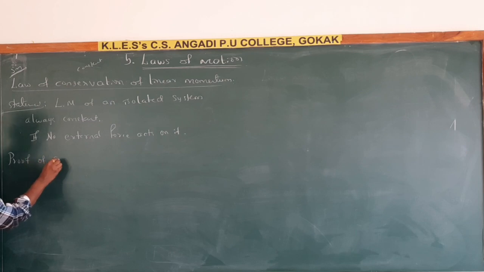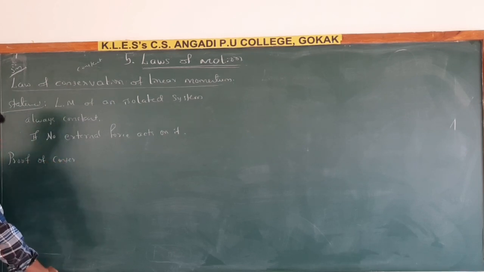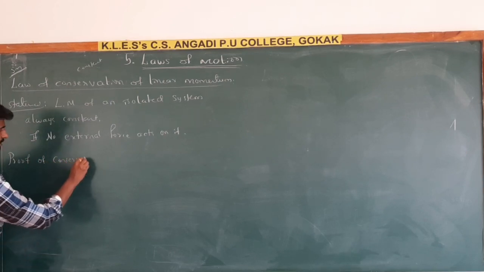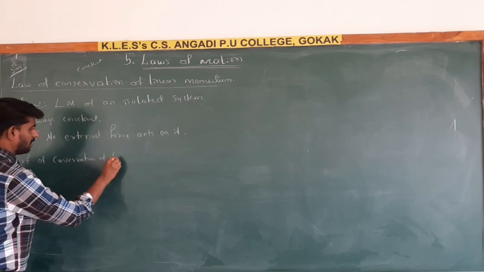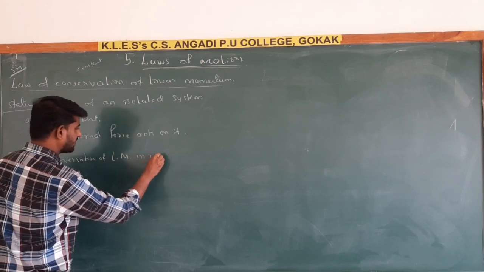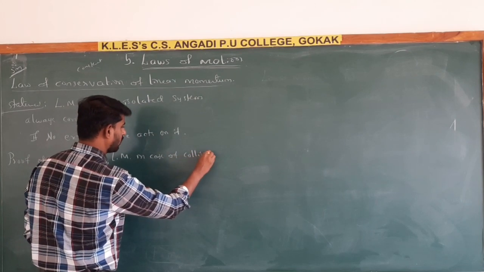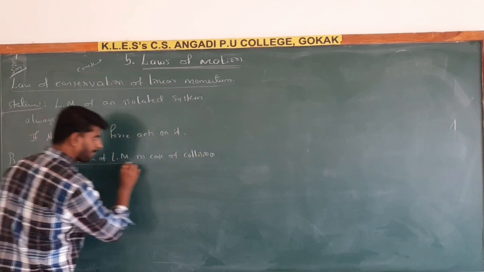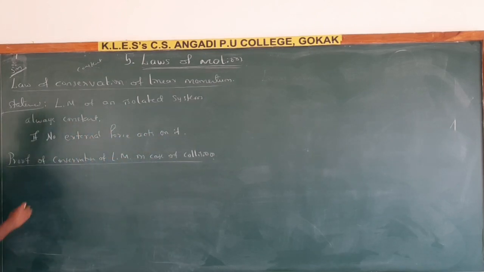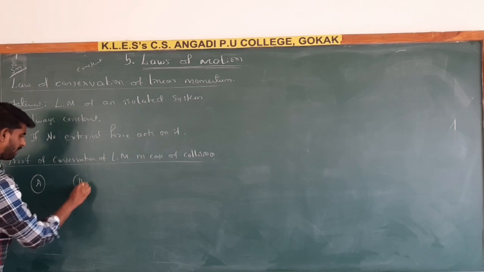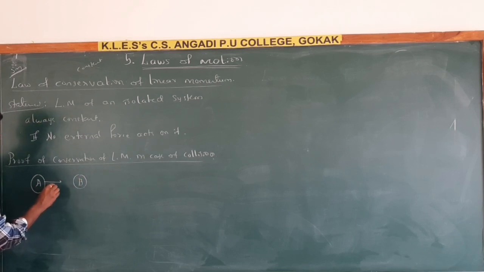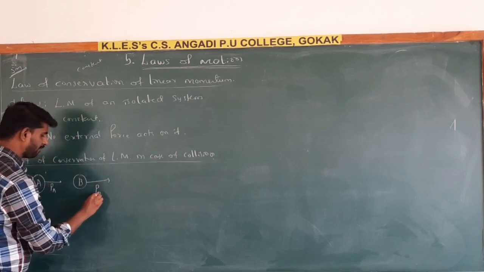Proof of conservation of linear momentum in case of collision of two bodies. See here, there are two bodies called body A and body B. Body A is having the linear momentum PA and body B is having the linear momentum PB, and they are moving.